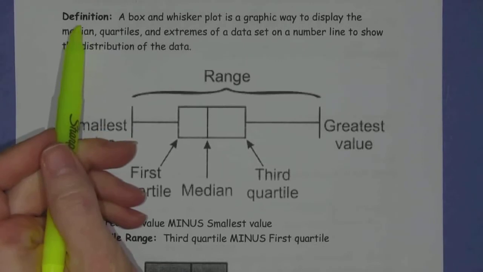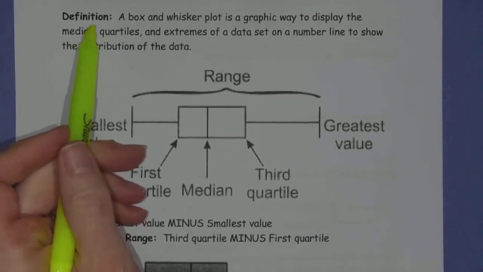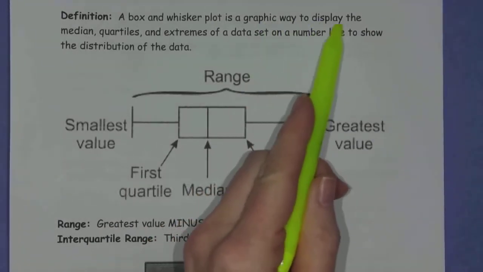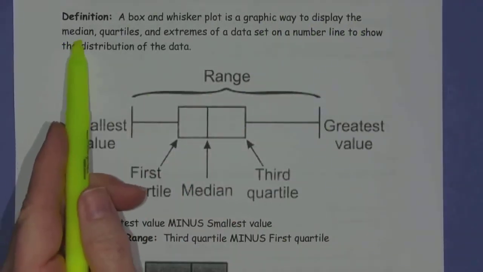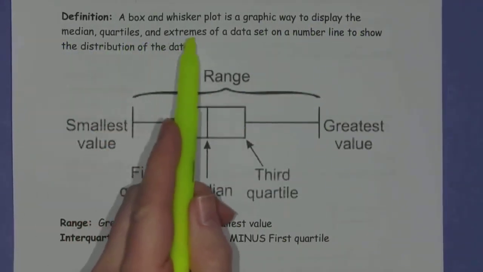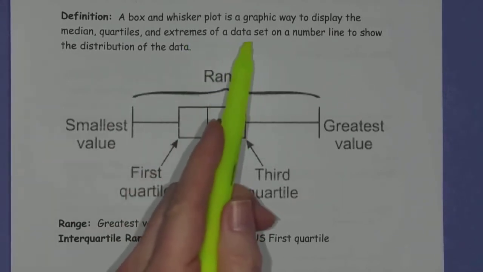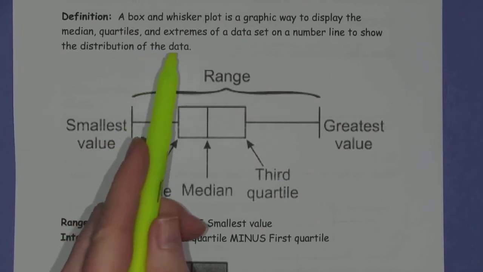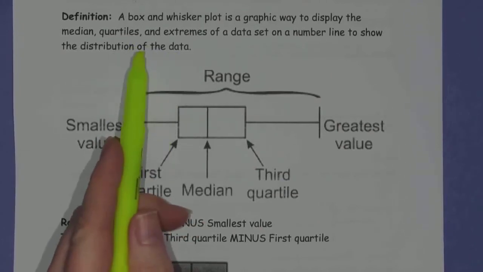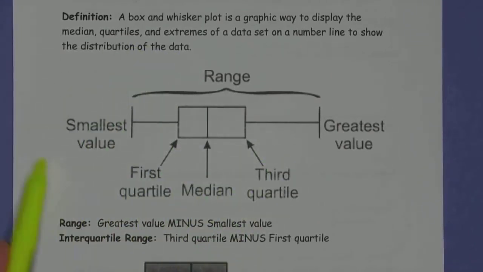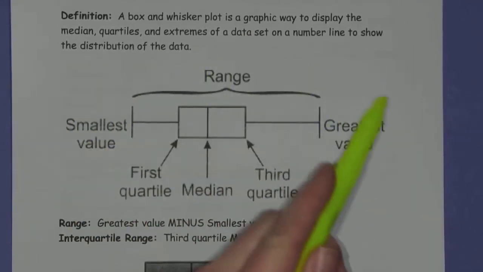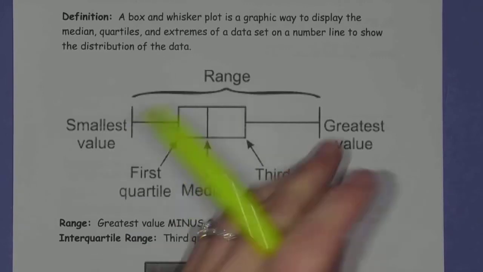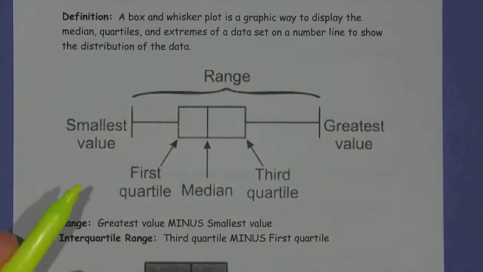So here's the definition of a box and whisker plot. A box and whisker plot is a graphic way to display the median, the quartiles, and the extremes of a data set on a number line to show the distribution of the data. So that's the official definition. Now, this right here is a picture of a box and whisker plot. So let's go over some of the vocab that's entailed within a box and whisker plot.